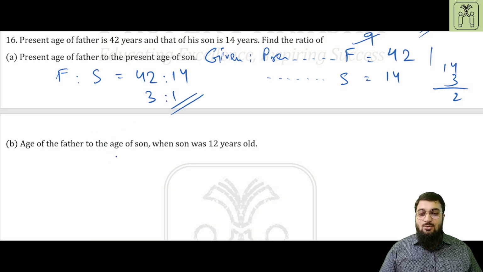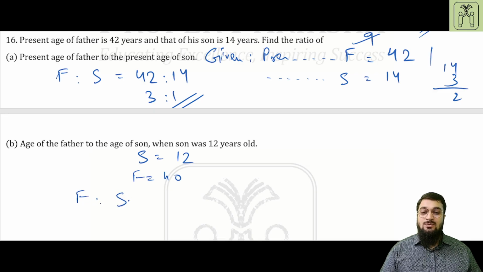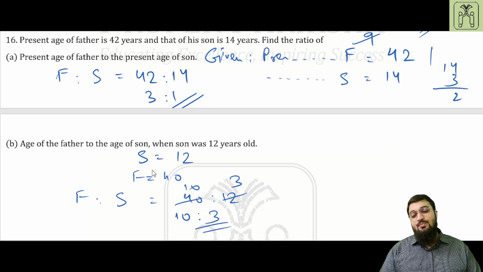Age of father to age of son when son was 12 years old. So when son was 12 years old, then the father must be 2 years less. कम कर दो उसमें तो वो हो जाएगा 40 years. तो अब इसमें क्या करना है, age of father to the age of son, तो उसमें हम लोग कर देंगे 40 is to 12 और इसका answer निकालेंगे तो क्या निकलेगा, 4 3s are 12 and 4 10s are 40, so the ratio will be 10 is to 3.